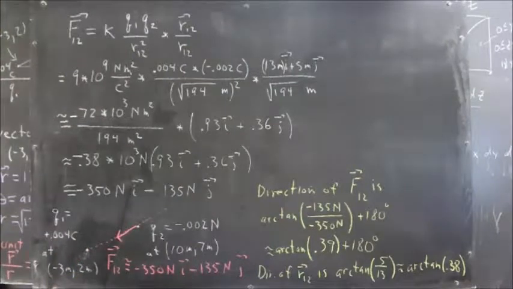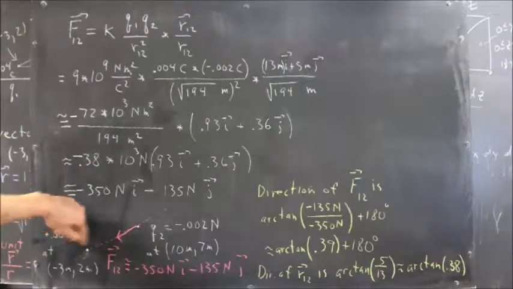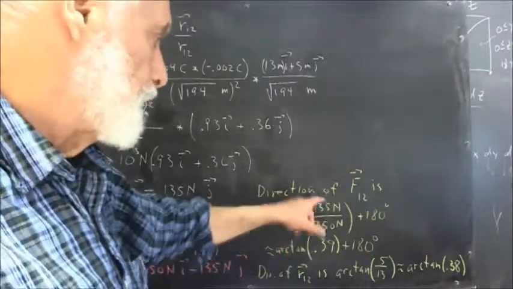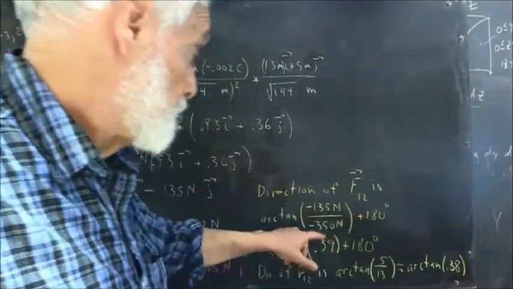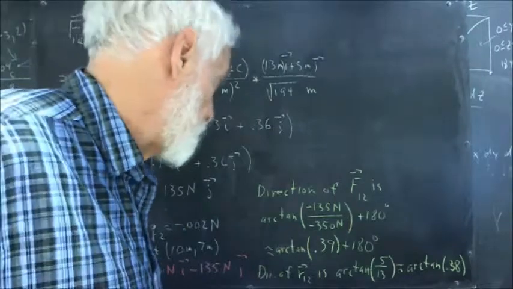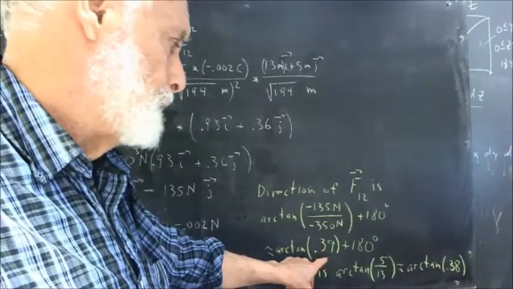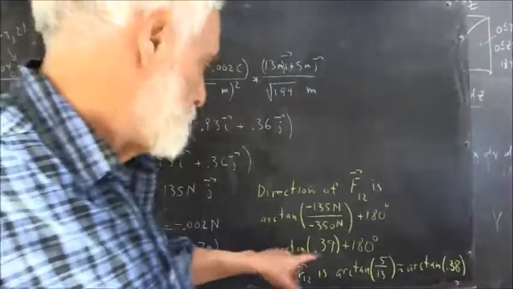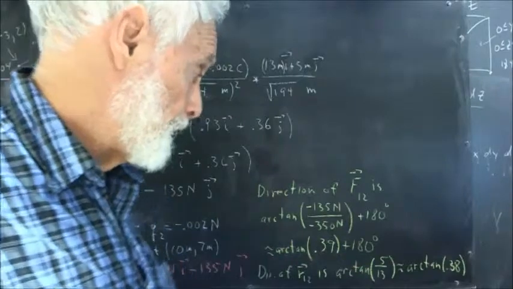The question is, does F12 have a direction that's equal and opposite to the direction of the R12 vector that we have from negative 3, 2 up to 10, 7? The direction of F12 would be the arctangent of negative 135 newtons over negative 350 newtons plus 180 degrees, since the x component is negative. If we divide that out, I'm pretty sure that comes out to 0.39, but I was debating between 0.38 and 0.39. It's between the two. In any case, that's going to be the arctangent of 0.39 plus 180 degrees.